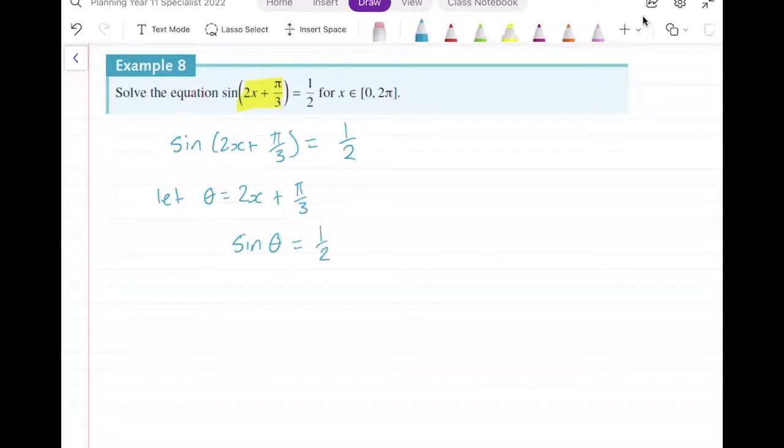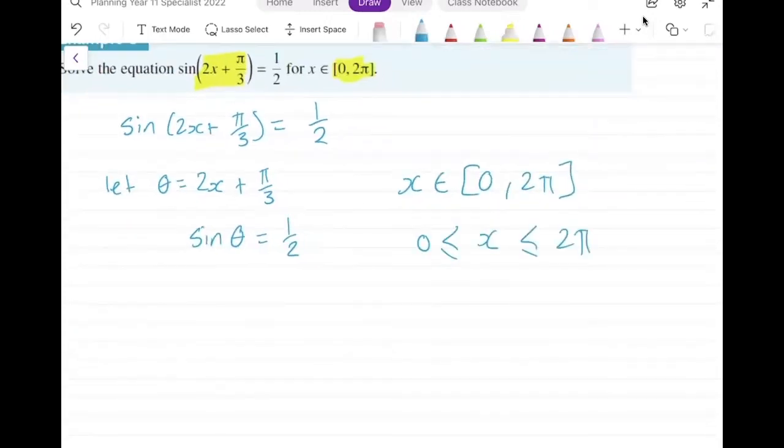Now, some of us might be thinking of our exact values and might already be thinking that sine theta equaling 1/2 is going to be true when theta equals 30 degrees or pi/6, which is great. However, there's a little bit more to this type of problem. You can see here, I've been given a domain, which is saying that x is between 0 and 2 pi. And in fact, I might write that in interval notation because I find it a little bit easier to look at with intervals. Okay, so there's our interval notation. It's x is between 0 and 2 pi.